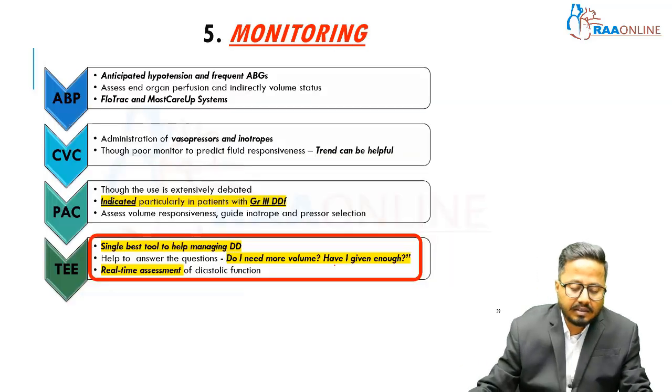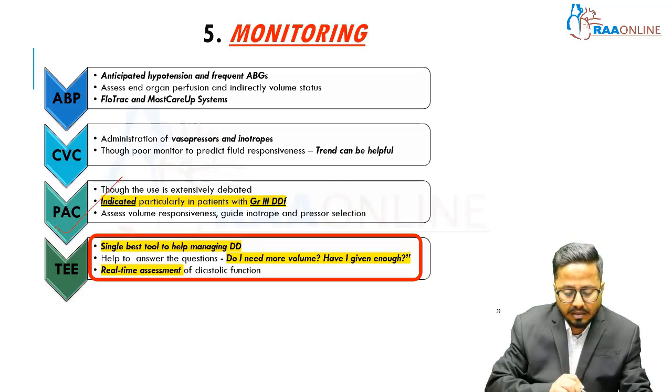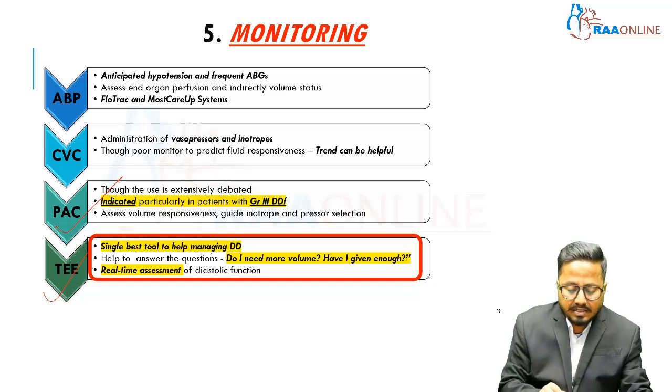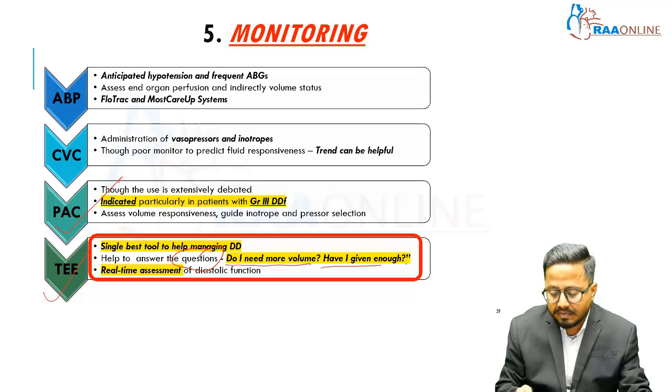So monitoring, there are various ways you can monitor these patients. Arterial blood pressure, central venous monitoring for vasopressors, inotropes. And more important is that in the patient with grade 3 diastolic dysfunction, try to insert a pulmonary artery catheter and transesophageal echocardiography, the single best tool which can help you to monitor diastolic dysfunction intraoperatively, because it helps to answer the two questions, that is, do I need more volume or have I given enough volume?